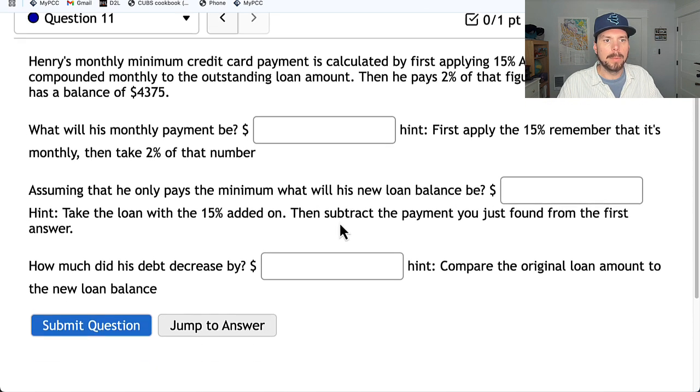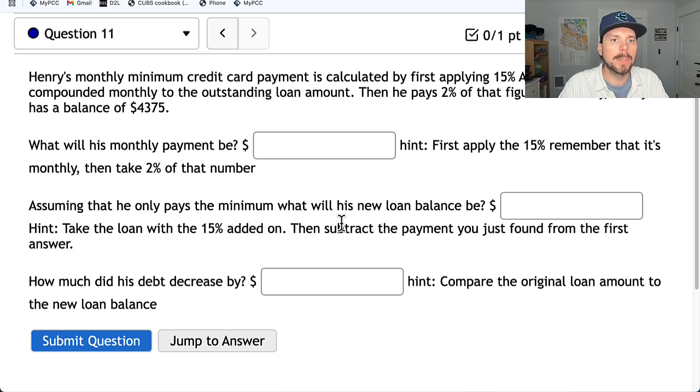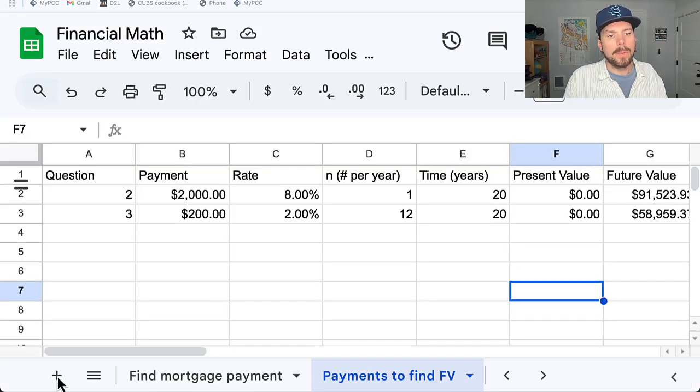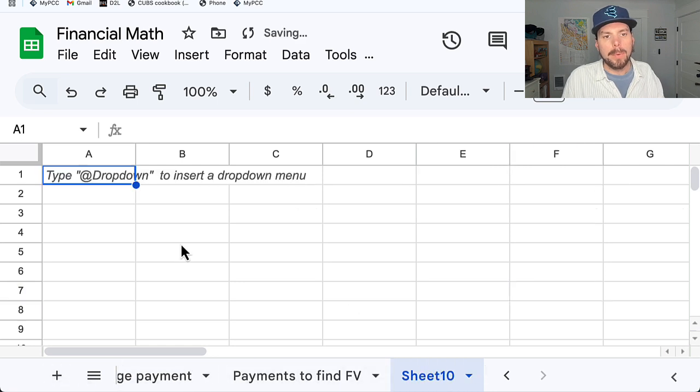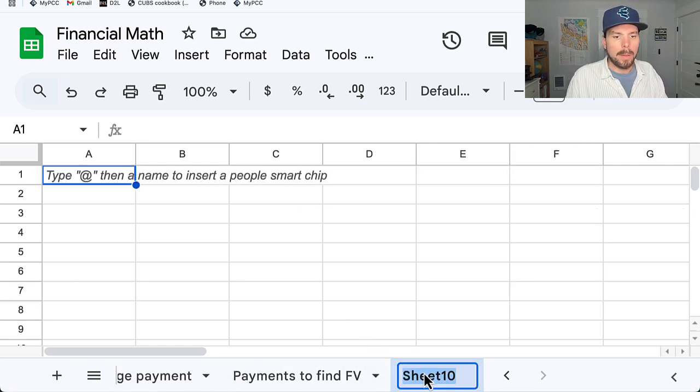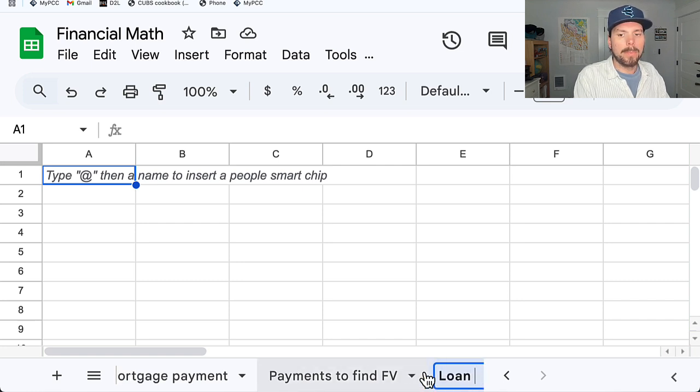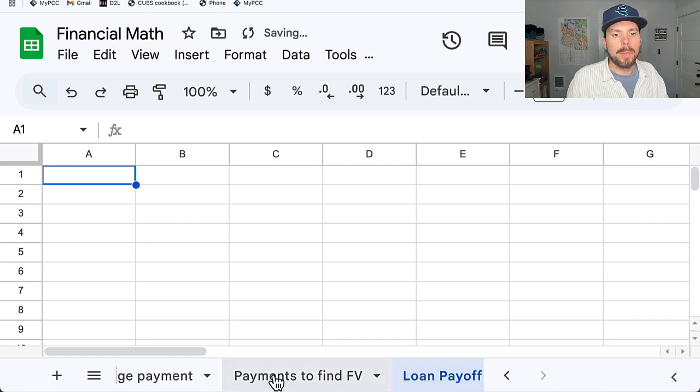This last problem gets into revolving accounts like a credit card account. Even though there's only one problem like this, I am going to create a new spreadsheet for this. And I'll call this loan payoff. We're doing more than just finding the payments. We're kind of looking at what's happening with the loan as part of that process. And I can also use this for a mortgage. So I'll show you a couple examples, even though it's just that last problem.